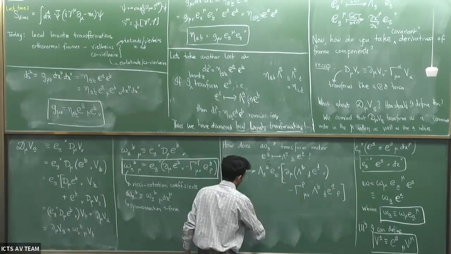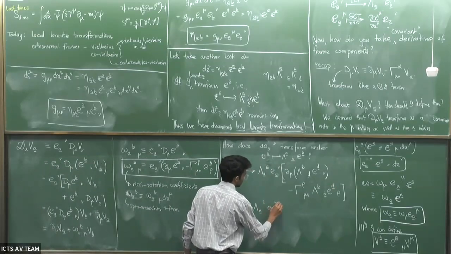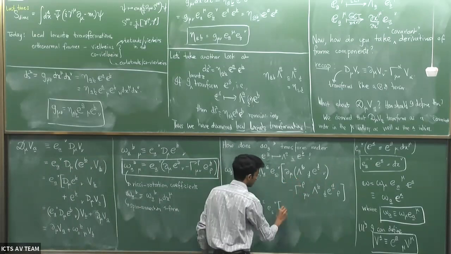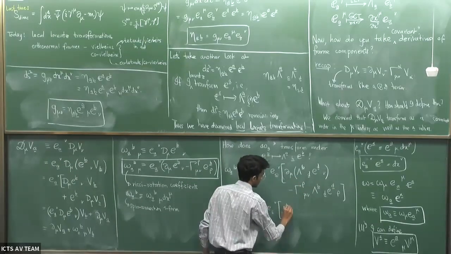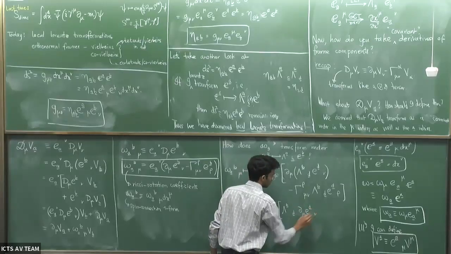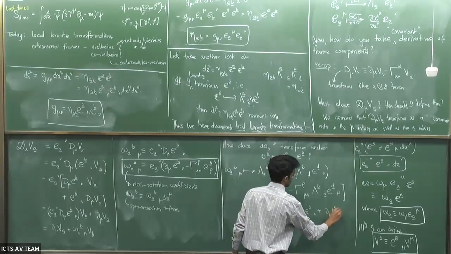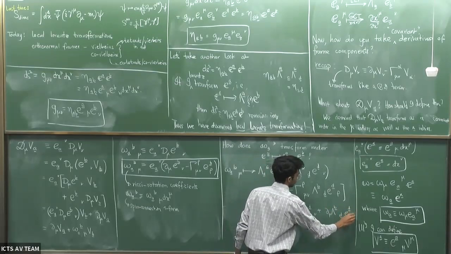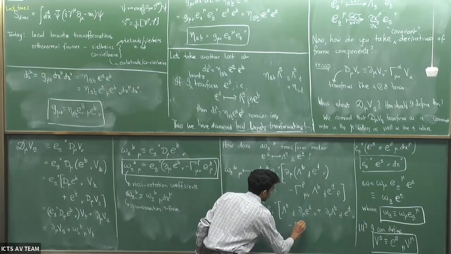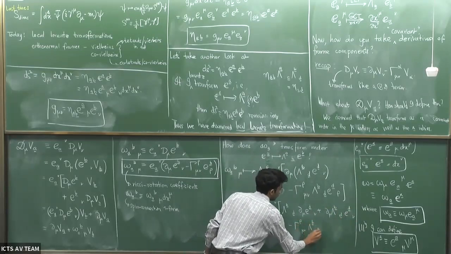So lambda A C, E C mu. This gives you two terms. Remember the lambda is a function of x again. So this gives you lambda B D del mu E D mu plus del mu lambda B D E D nu minus gamma rho mu mu lambda B D.